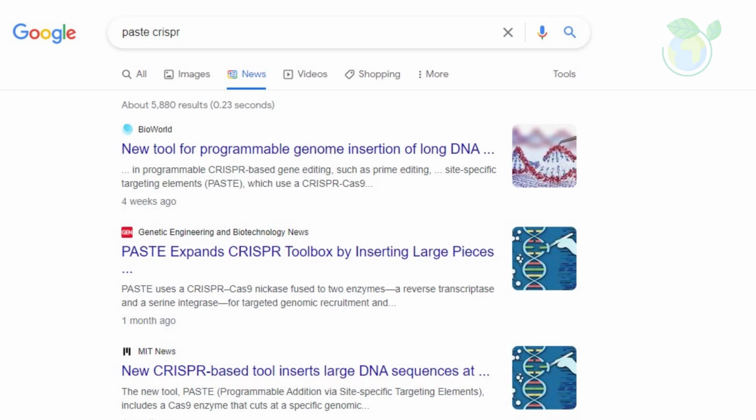The new technique, known as PASTE, could hold promise for treating diseases that are caused by defective genes with a large number of mutations, such as cystic fibrosis. Amongst other technological innovations, we have Mini CRISPR-Cas12F1 as a new genome editing tool.